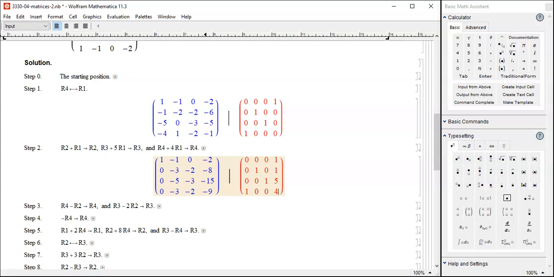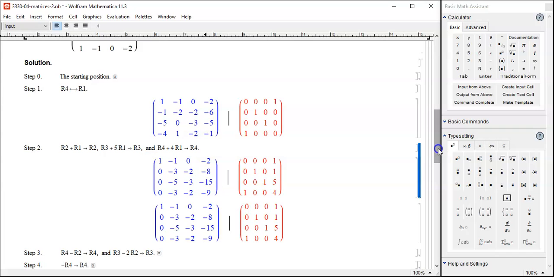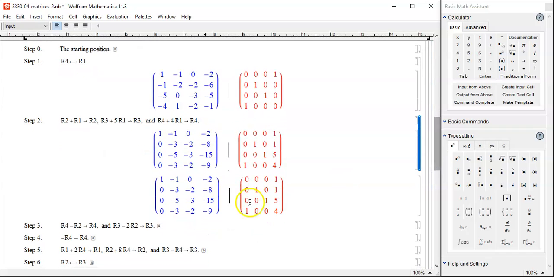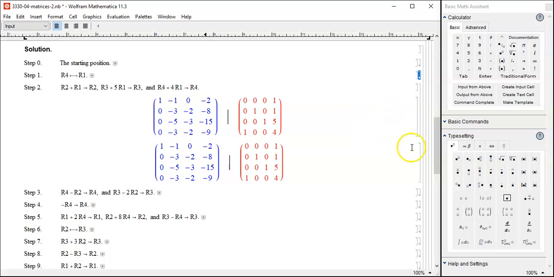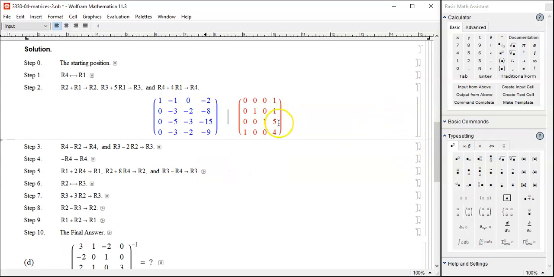Let's see, did I do everything right or anything wrong? Let's check. Nothing's wrong. Okay, all looks good. Okay, I don't need this any longer. And okay, now 1, 0, 0, 0, that's done.